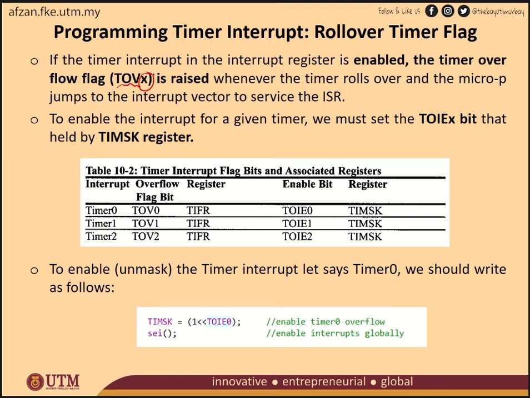This X here, you can replace with 0 for timer 0, 1 if you are using timer 1, and 2 if you are using timer 2. Whenever the timer overflow flag is raised, the timer rolls over and the microprocessor jumps to the interrupt vector to service the ISR. The microprocessor needs to see this TOV flag. When TOVX equals 1, the microprocessor knows that you are going to do the interrupt.